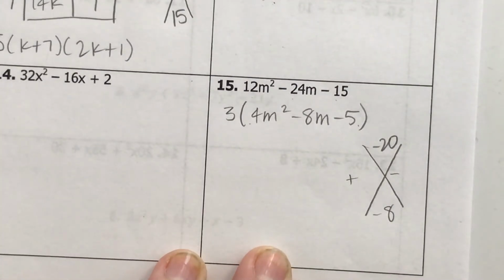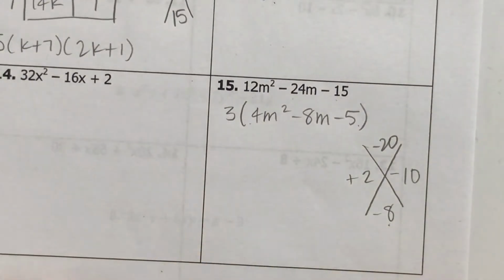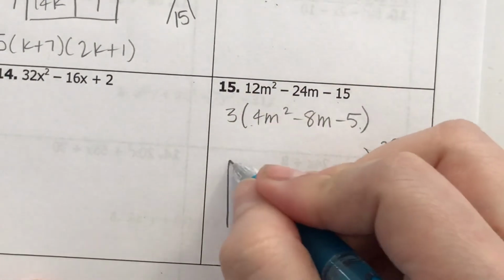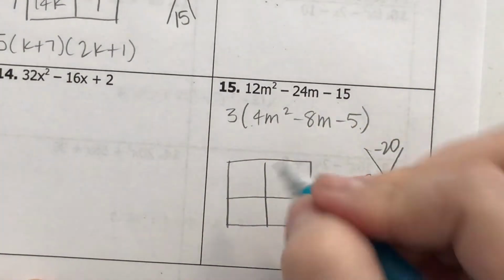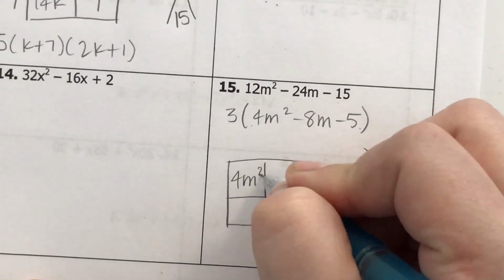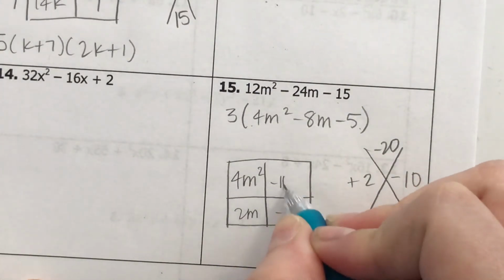Let's see, we got 1 and 20, 2 and 10. I think 2 and 10 will do it. If we have a positive 2 and a negative 10, we'll get negative 8. Okay. Draw our box. So we have 4m squared minus 5, 2m, and negative 10m.